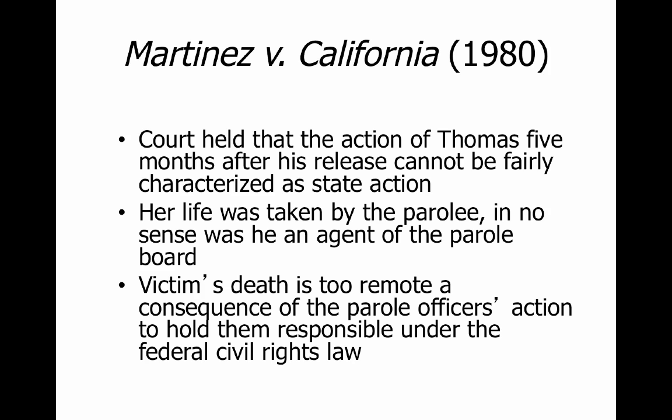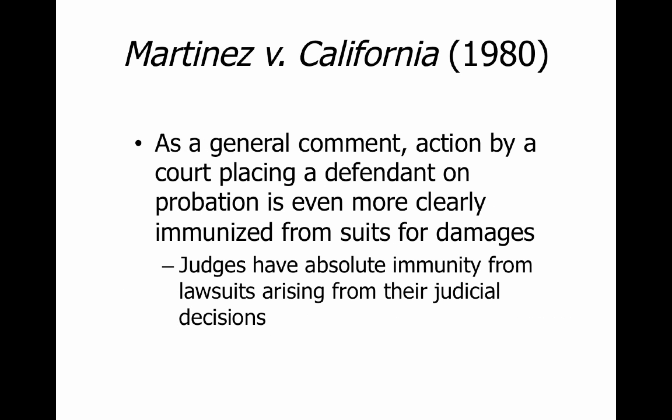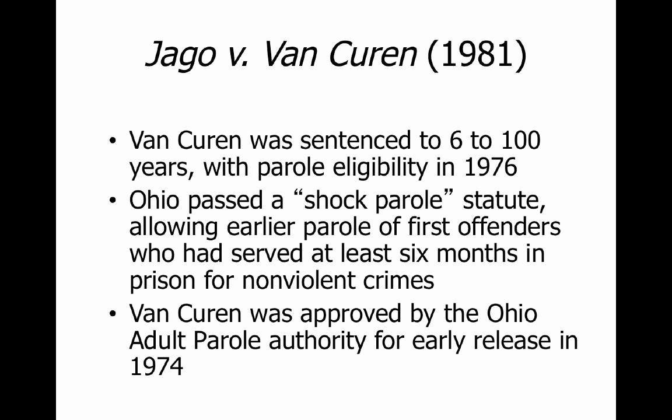The court held that the action of Thomas 5 months after his release can't be fairly characterized as state action. Her life was taken by the parolee. In no sense was he an agent of the parole board. And the victim's death is too remote a consequence to have them be civilly liable. As a general comment, action by a court placing defendant on probation is even more clearly immunized from suits for damages. Judges have absolute immunity from lawsuits arising for their judicial decisions.